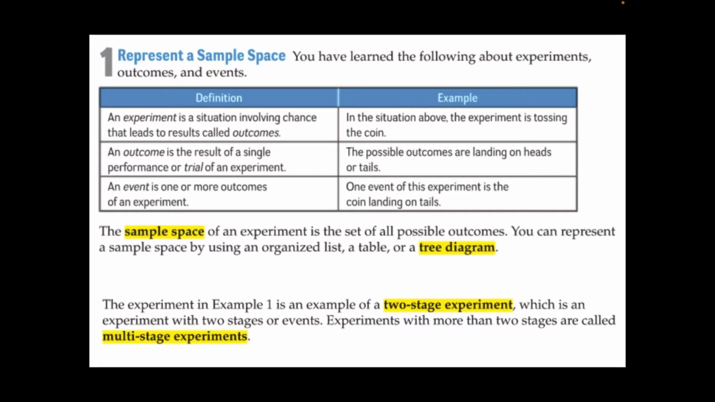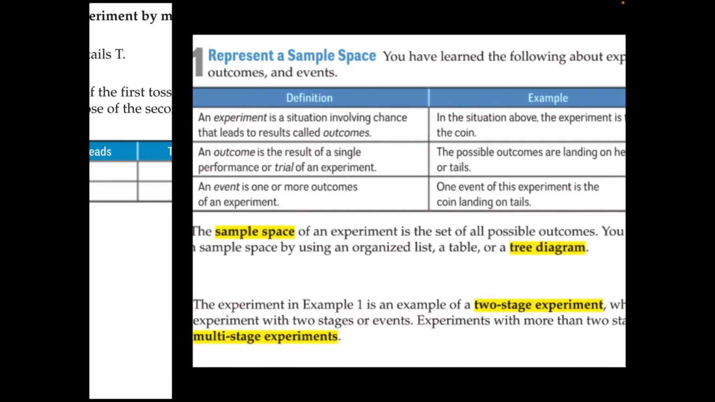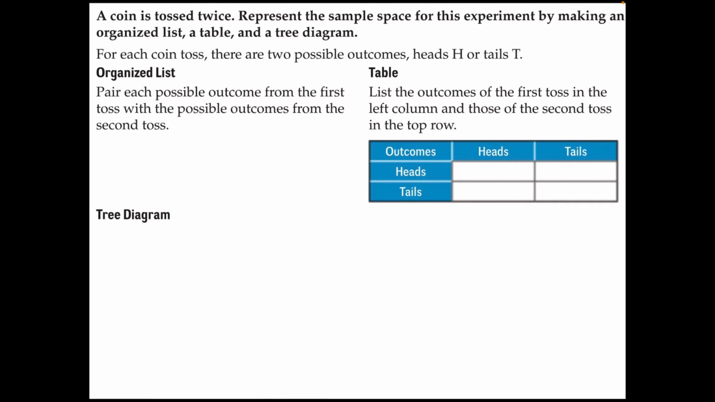The sample space is the set of all possible outcomes. Anything that could happen. What are the possibilities of what could happen? That's a sample space. We can use tree diagrams to represent this. And we can have two-stage experiments or multi-stage experiments. Those can get kind of long. So let's do an example of a single-stage experiment.